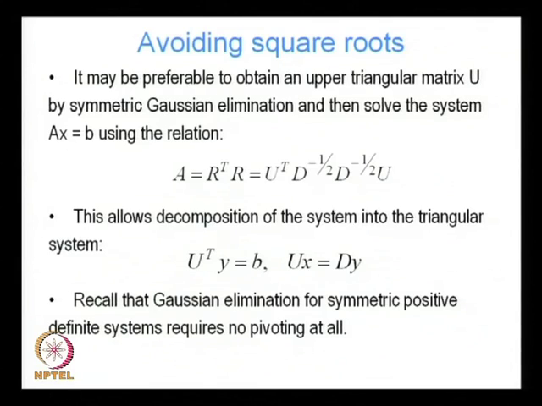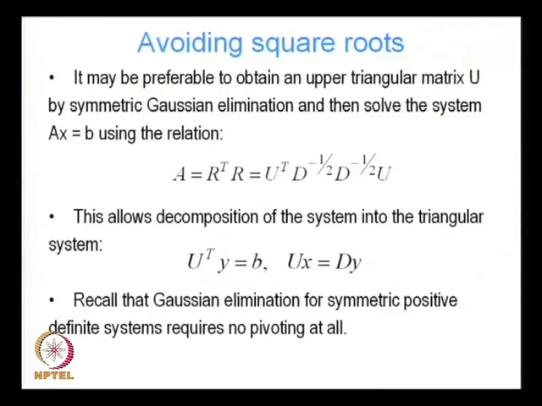So, what is normally done is that people, instead of doing Choleski decomposition exactly as I discussed earlier, go ahead with Gaussian elimination and then obtain the triangular matrix U and then compute the R matrix. So, we use this relation A is equal to R transpose R is equal to U transpose D to the minus half, D to the minus half U. So, compute R in terms of D and U, and this allows the decomposition of the system as A is equal to U transpose D to the minus 1 U.